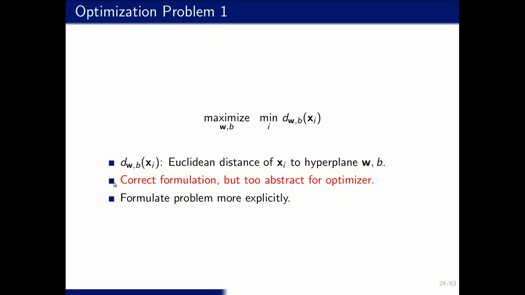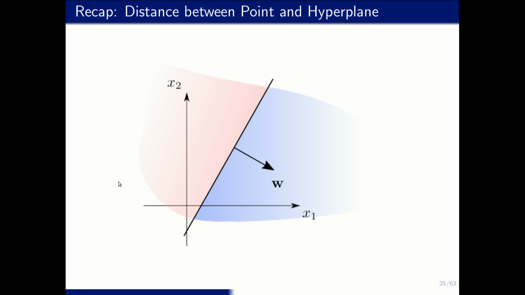Maybe at some point in the future we'll be able to formulate it like this, and the optimizer will do all the work, but for now we'll do the work by hand essentially. So we need to formulate our optimization problem a bit more explicitly. So we need to dive into geometry essentially. To reformulate our optimization problem, let's do a short recap of geometry, and in particular the distance between a point and a hyperplane.